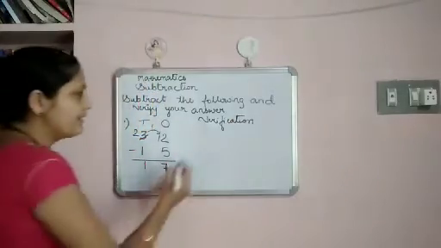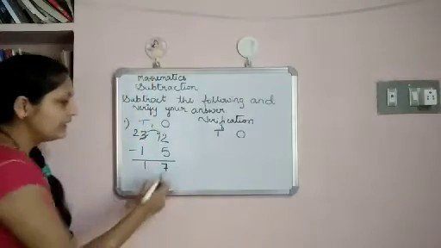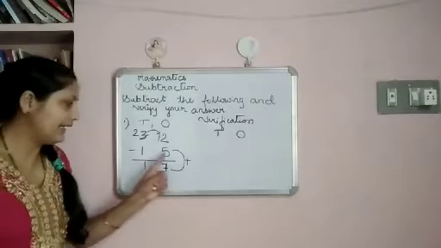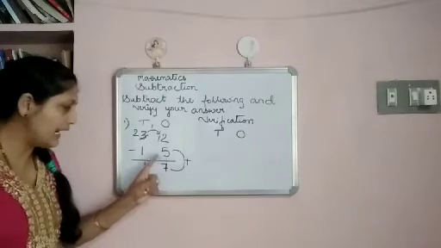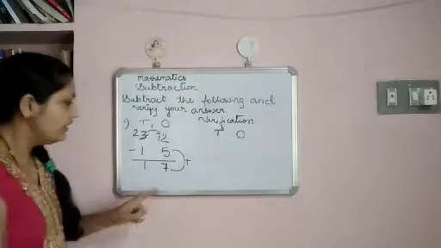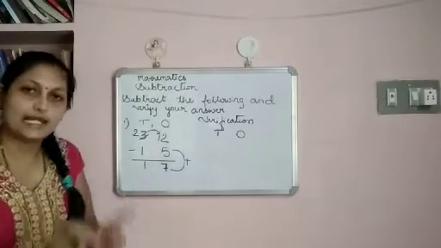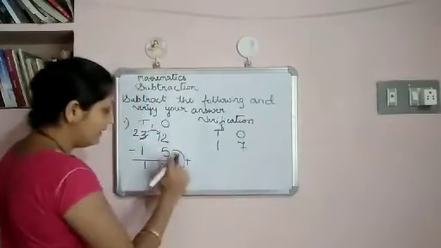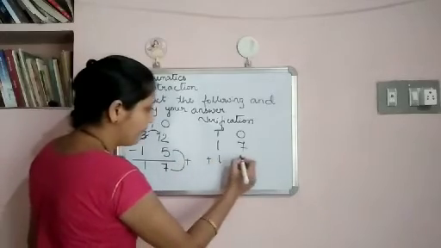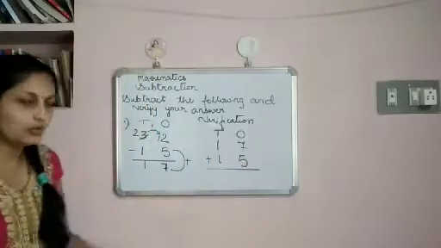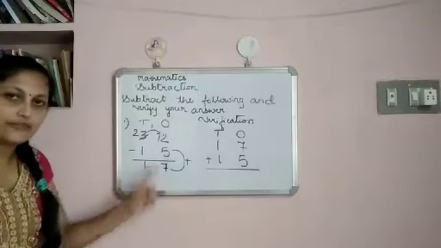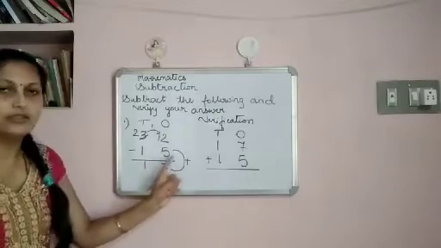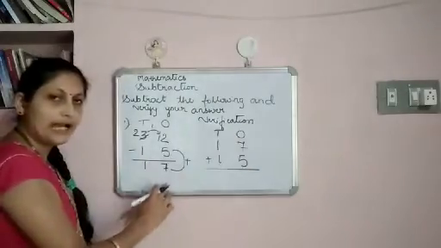We can verify this answer by adding the second number and answer. When you add these two, if you get the first number, then your answer is right. So let us take the answer, that is 17, and the second number, 15. Let us add these two numbers. 17 is the answer that you get after subtraction, 15 is the second number.